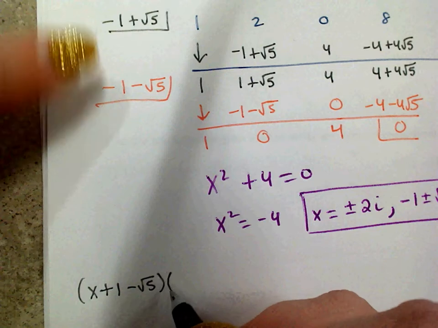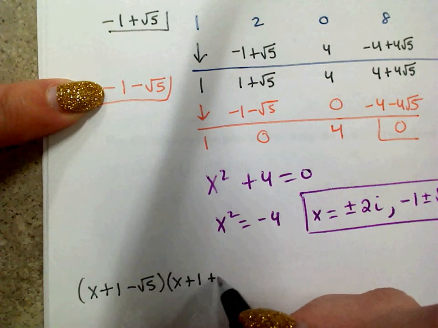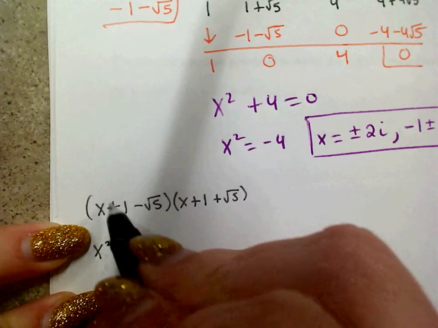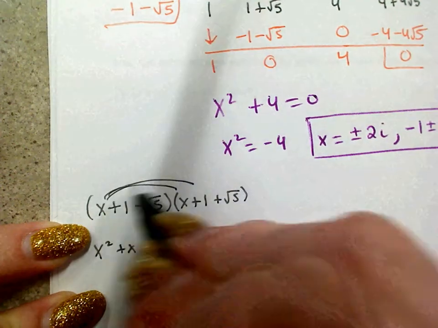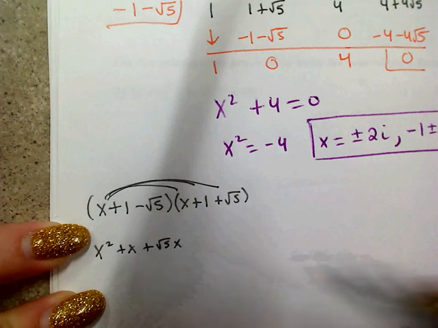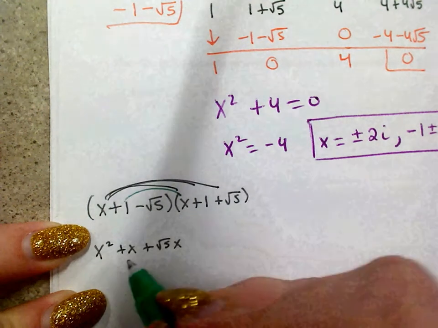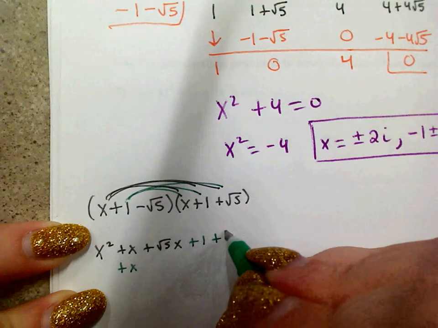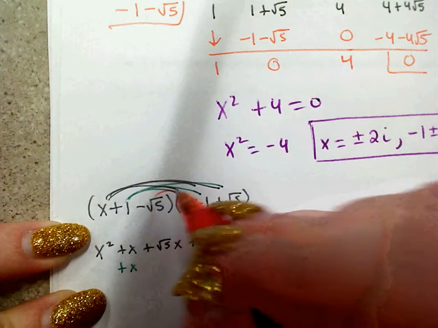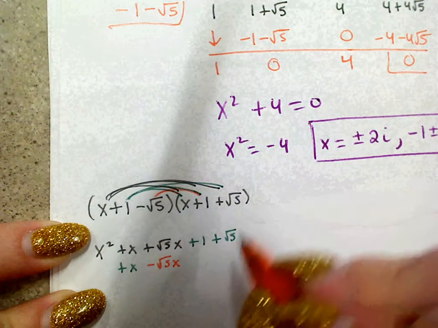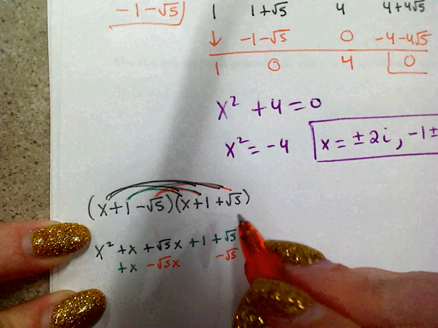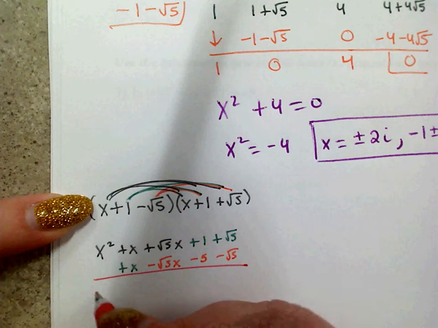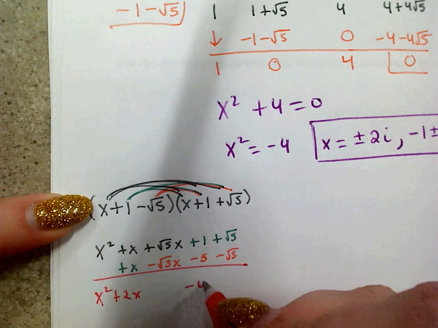X squared plus x plus the square root of 5x plus x plus 1 and plus the square root of 5 minus the square root of 5x minus the square root of 5, and then negative square root of 5 times positive square root of 5 is negative 5. So we're left with x squared plus 2x minus 4. Okay? So I'm going to do long division with x squared plus 2x minus 4.